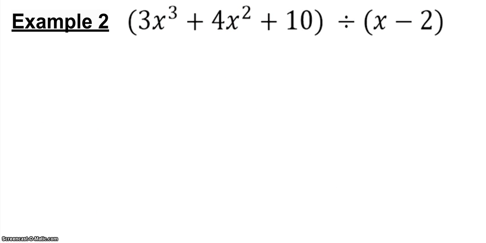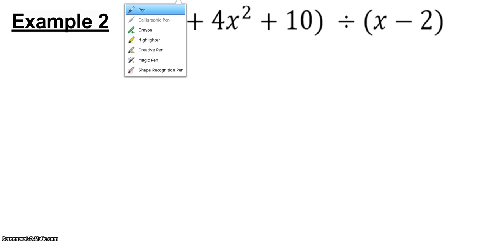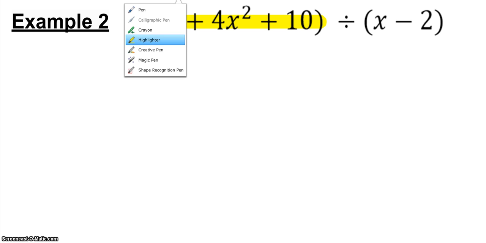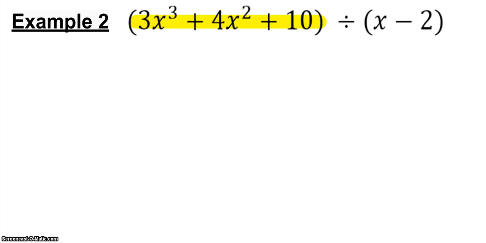Alright, the next example. I have 3x cubed plus 4x squared plus 10 divided by x minus 2. So the first thing I need to do is, looking at my dividend, this part right here, I need to make sure I have every single power. So the highest degree power that I currently have on it is the x cubed. So from cubed, I gotta go to squared. Do I have an x squared term? Yes. Do I have x to the first power? No. So I need to rewrite this just so I know how to use it.